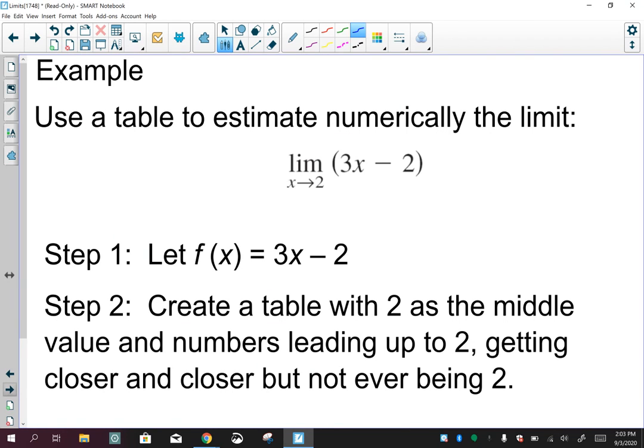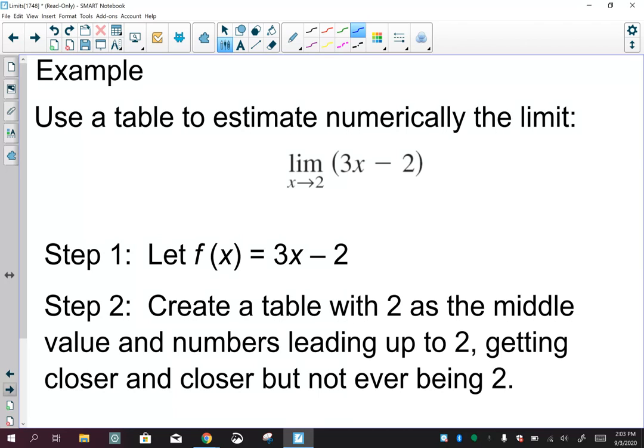Use a table to estimate numerically the limit as x approaches 2 of 3x minus 2. So this is what the problem is going to look like. I want you to use a table, and I want you to estimate. I know you could probably just plug this in and get an answer, but that's not what I want you to do. I actually want you to use a table so you can see what's actually happening.